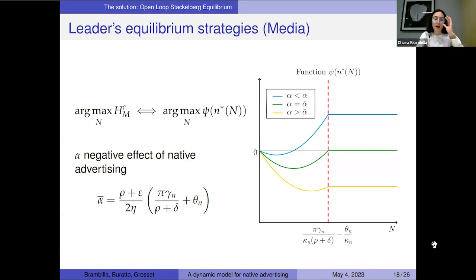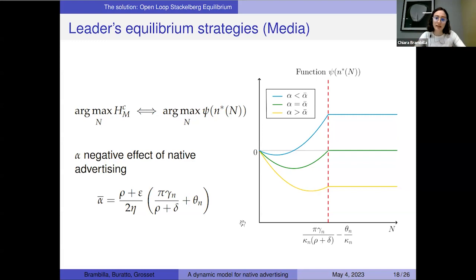Well, if alpha is exactly equal to the threshold alpha bar, then we are looking at the green line. And to maximize the green line, we can consider any value for capital N from the vertical line to plus infinity, but also capital N equal to zero. Finally, if alpha is greater than this threshold alpha bar, we want to maximize the yellow function, so we can only consider capital N equal to zero.